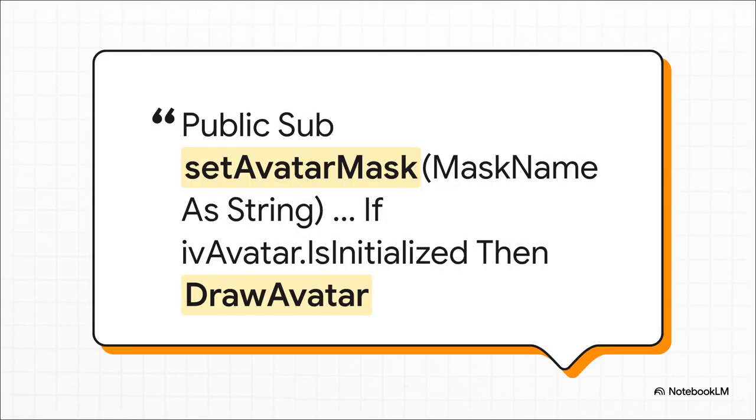What's so incredible about all this is that this amazing flexibility is all powered by one simple function, set avatar mask. A developer just has to pass in a word like circle or hexagon, and the code takes care of all the complicated math. Calculating all the points and curves to draw the shape. It all happens behind the scenes. It's so powerful, but at the same time, it's incredibly simple to use.